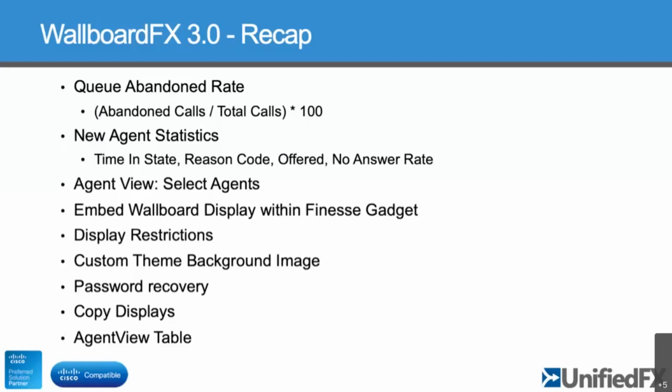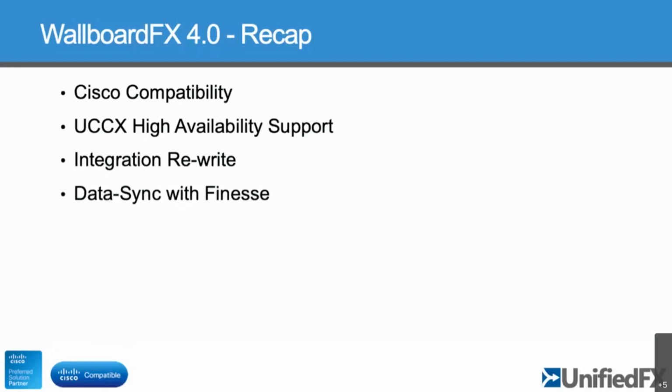In terms of enhancements, some of the things we did based on customer requests was some extra queue and agent statistics, etc., that we've been able to add in there. And as always, you can embed the wallboard within a Finesse gadget as well. And then more recently, in terms of what was added in 4.0, was some extra Cisco compatibility.